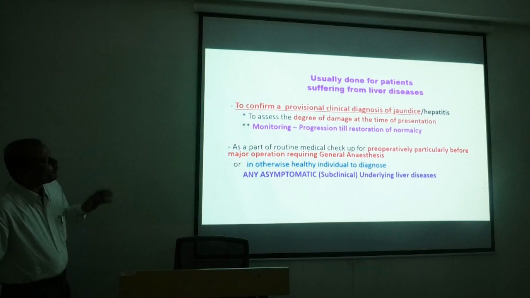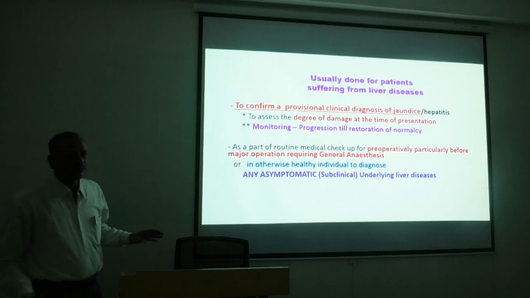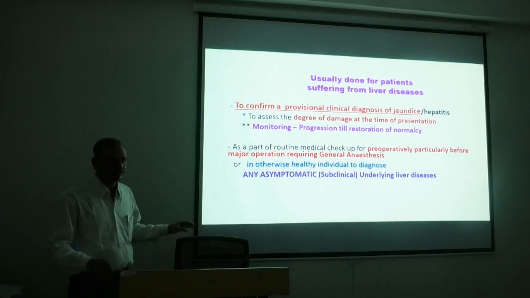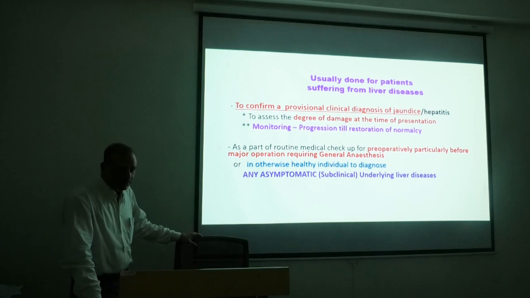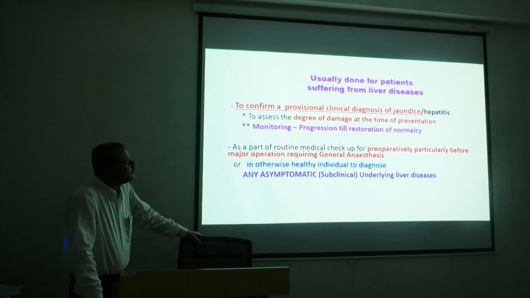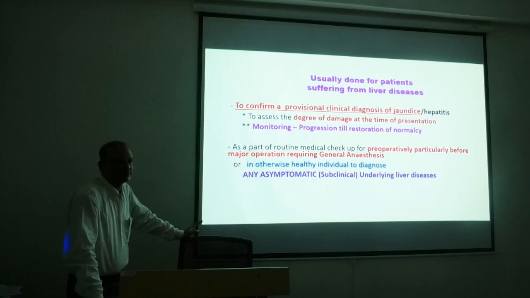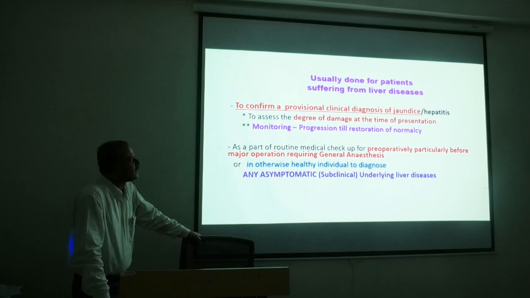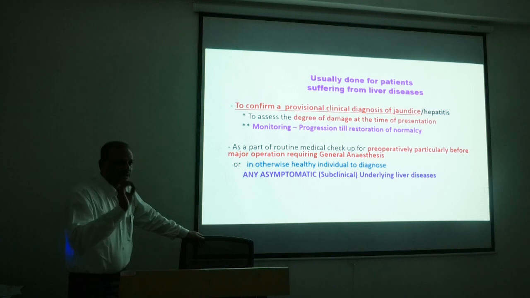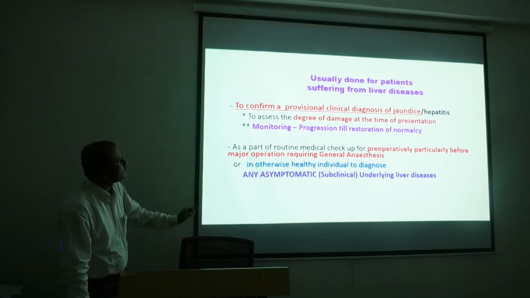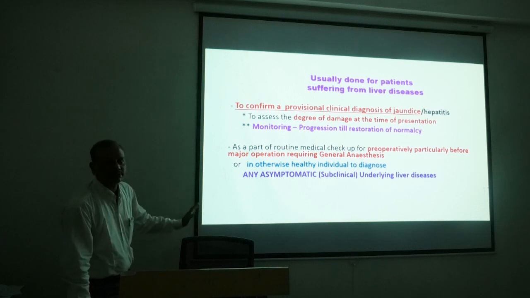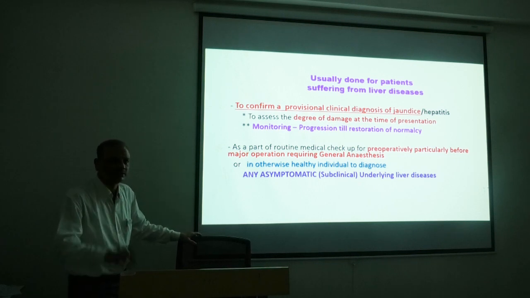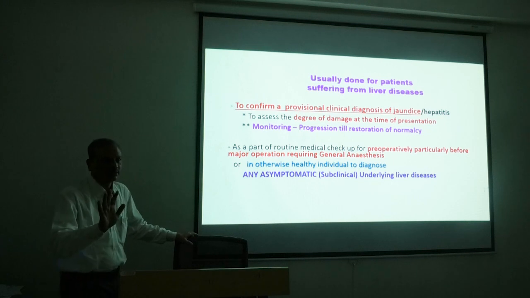So, why is it done? Liver function tests mean some disease must be there in the liver. You must have a suspicion. It is usually done for patients suffering from liver disease. This would be the simplest question: why is a liver function test done? It is done for patients suffering from liver disease. At least you must say that it is done to confirm the provisional clinical diagnosis of jaundice. Why is a liver function test done? It is done to assess jaundice. This much you must say.